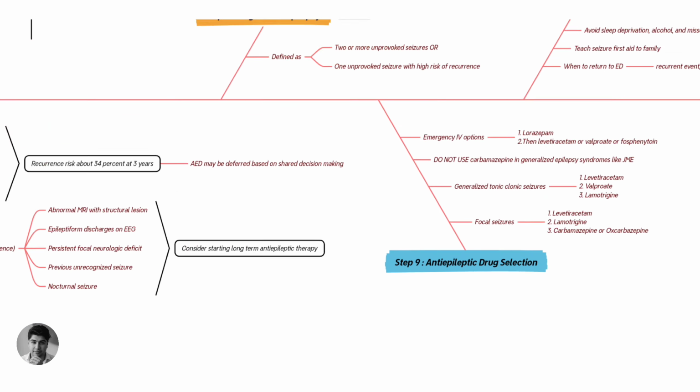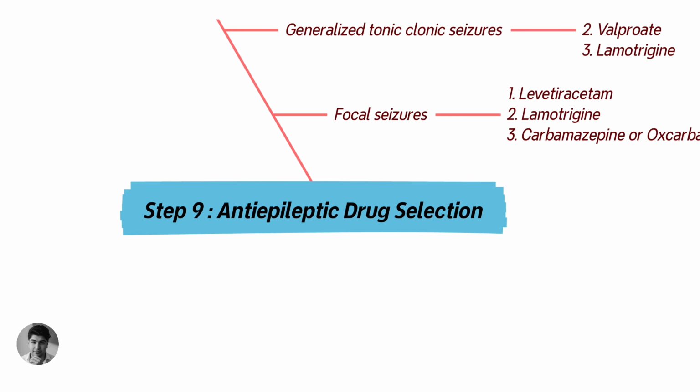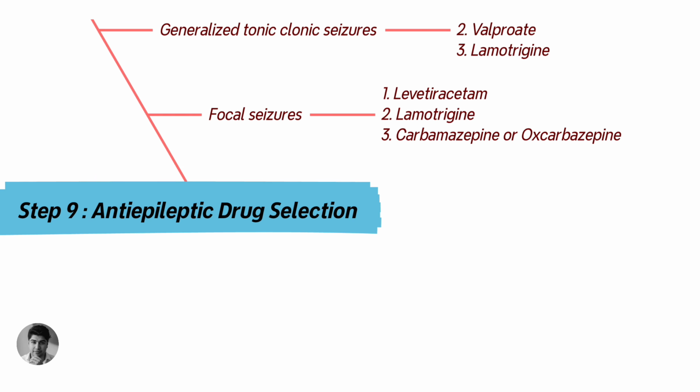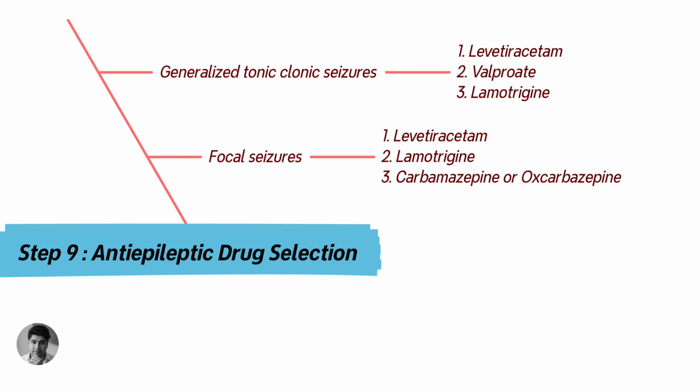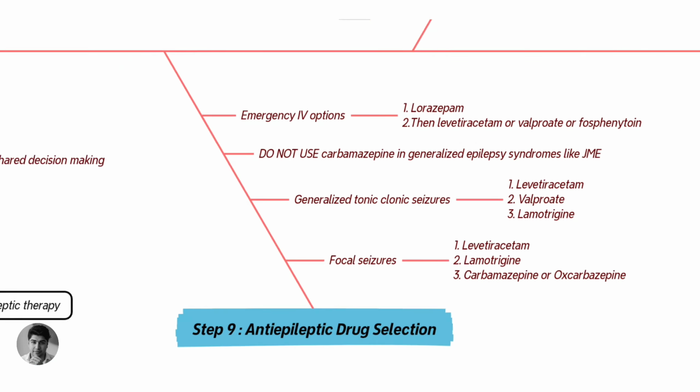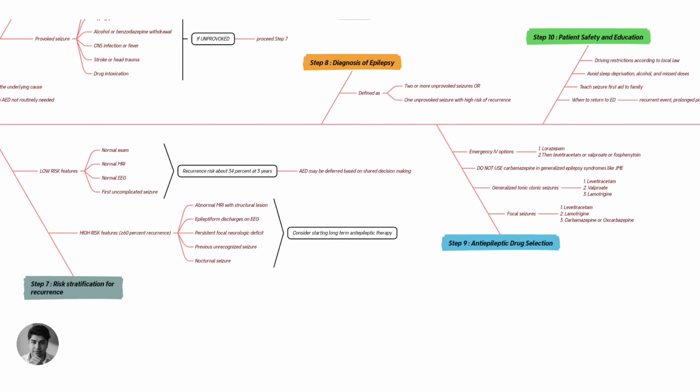Section 9 from the chart: medication choice. For focal seizures: levetiracetam, lamotrigine, carbamazepine, oxcarbazepine. For generalized tonic-clonic: levetiracetam, valproate, lamotrigine. Avoid carbamazepine in generalized epilepsies like JME. Emergency sequence: lorazepam first, then levetiracetam, valproate, or fosphenytoin. So levetiracetam is the clean first choice here.